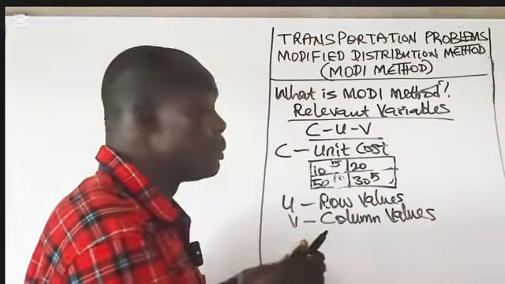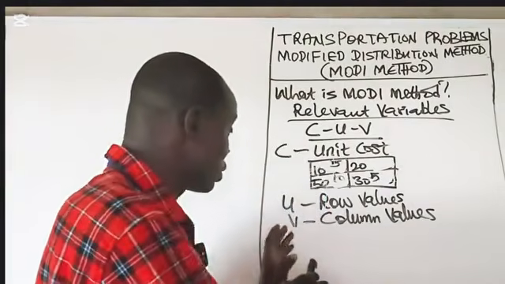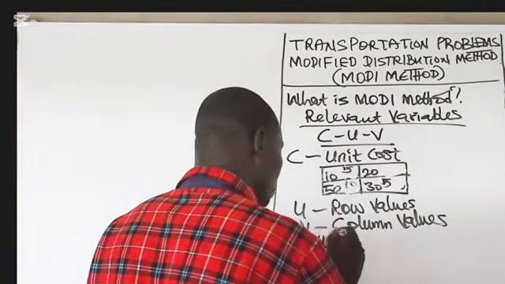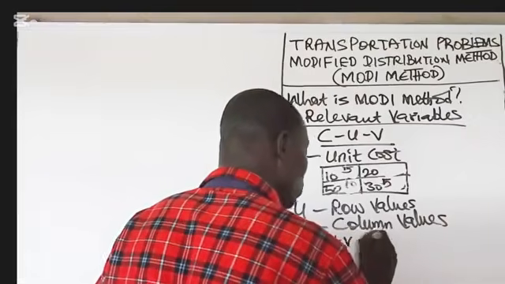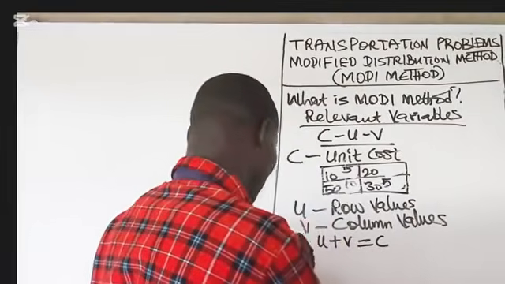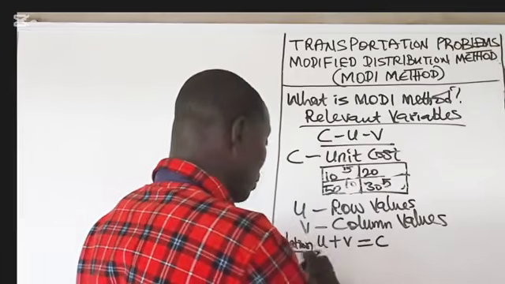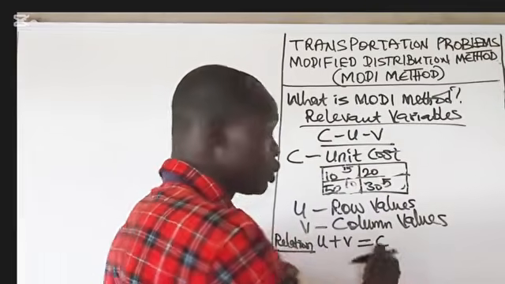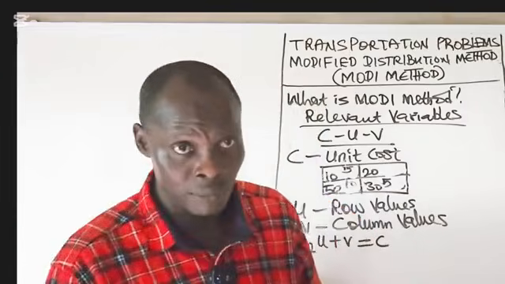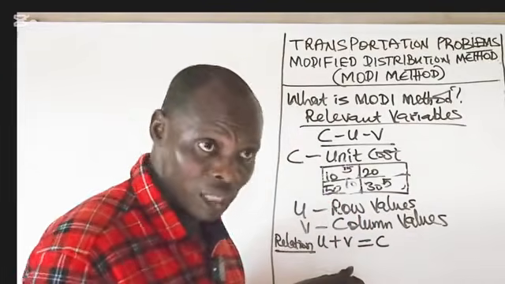In MODI, we use the relationship between these three variables. What we want to establish is the relationship between the C, the U, and the V. We have U plus V equal to C. That is their relationship: the sum of the row and column values equals the cost. You should take note of that. To unlock the hidden math of our transportation table, you make use of this relationship.